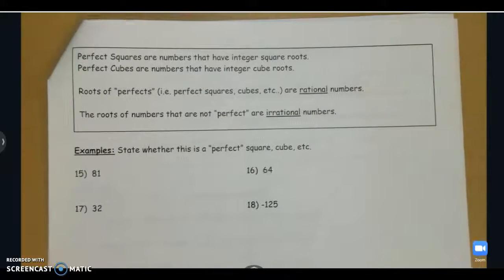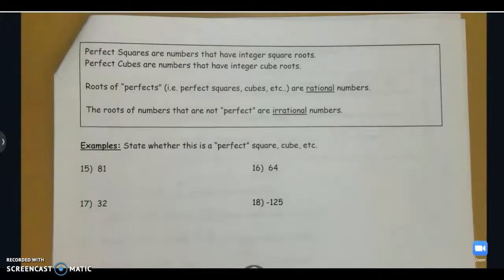The last thing we want to touch on today is perfect squares and perfect cubes. Those are numbers that have integer square roots, whole numbers. So 25 is a perfect square, 4 is a perfect square. Perfect cubes are numbers that have integer cube roots, whole numbers. So 8 and so on. The roots of these perfect squares or cubes are rational numbers, whole numbers. And the roots of numbers that are not perfect squares are irrational numbers, so things with decimals or ugly fractions.